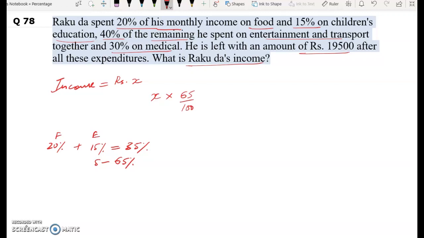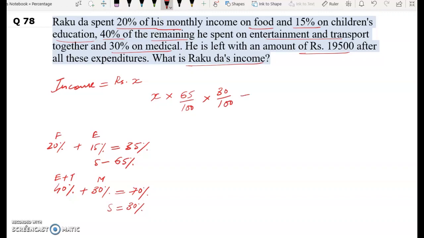Now the question says 40% of the remaining he spent on entertainment and transport, and 30% on medical. Now total, out of the remaining he spent 70%. So he is left with how much now? 100 minus 70, savings is 30%. So he is left with 30% now.